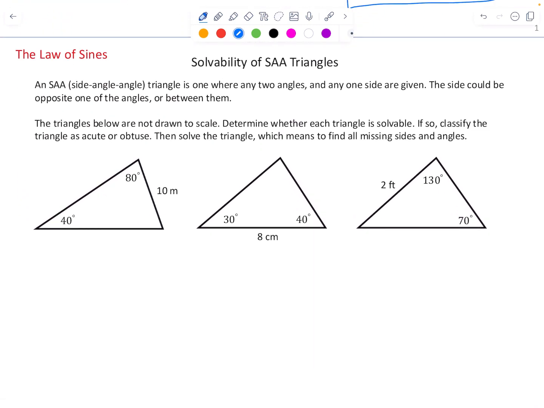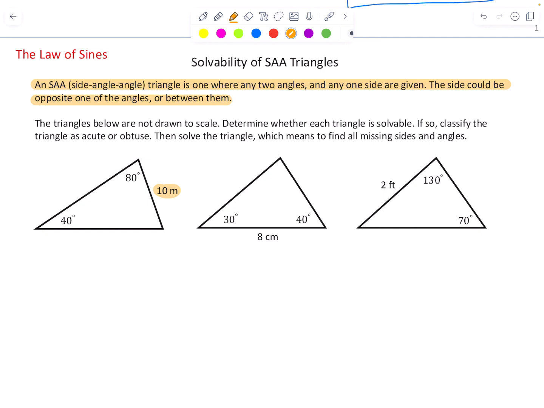On this page, we discuss the solvability of SAA triangles. Now, an SAA triangle is one where any two angles and any one side are given. The side could be opposite one of the angles or be the side that's between the two given angles. Below are three SAA triangles, because in each case, two angles are given and one side.